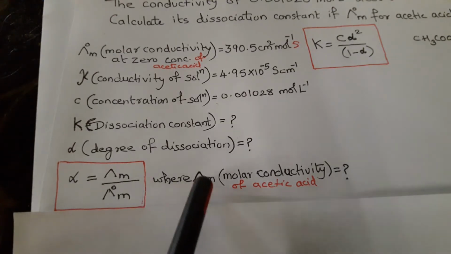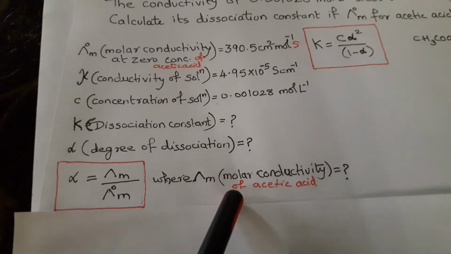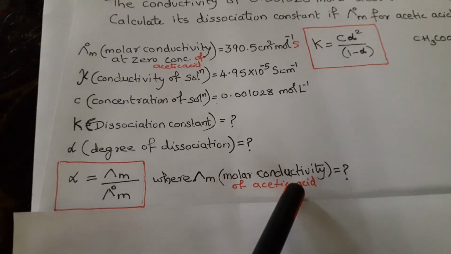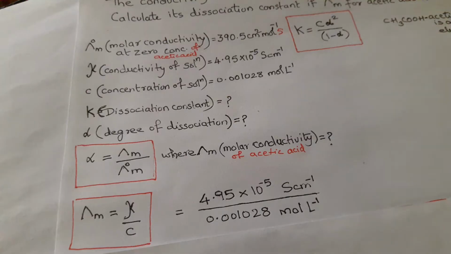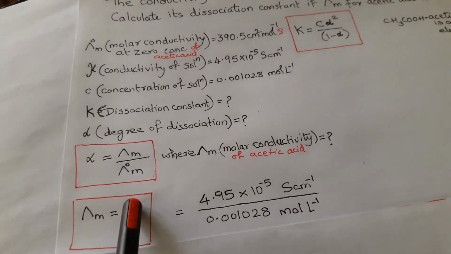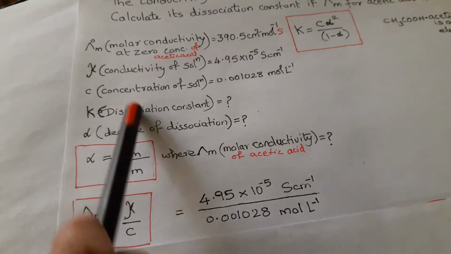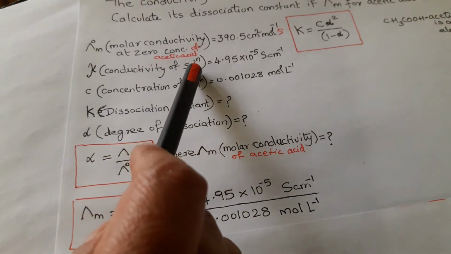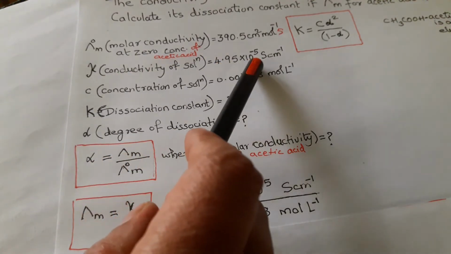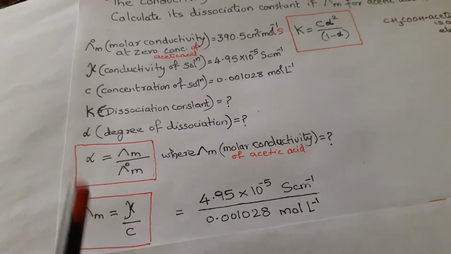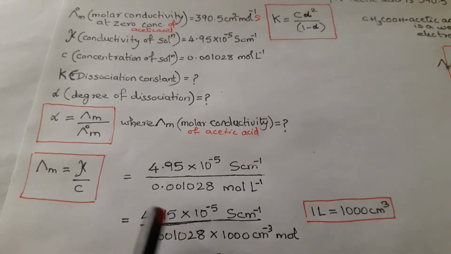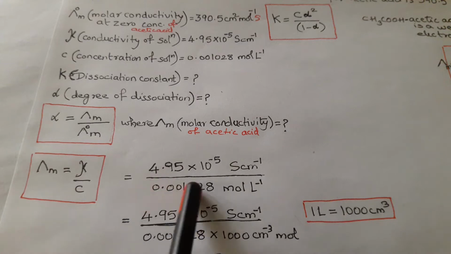Now lambda m is molar conductivity of acetic acid, which we again need to find. The formula to calculate lambda m is lambda m equal to kappa upon C. Kappa is the conductivity of the solution and the value for it is already given in the numerical, and we also have the value for concentration, that is C. We substitute the value of kappa and C in the equation.